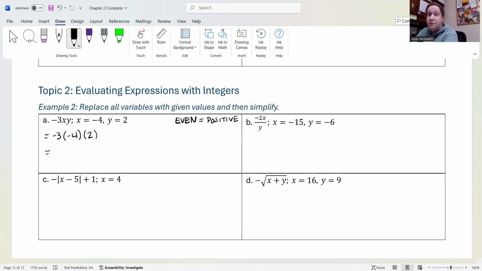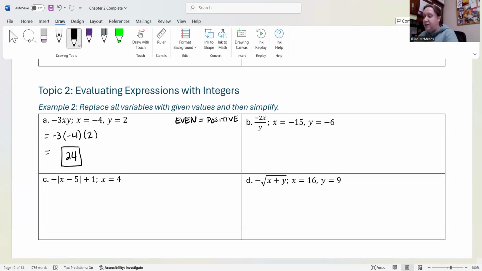This is going to be positive something. But what is that something? We just multiply these values. So 3 times 4 is 12, and then 12 times 2 is 24, and we already know this is positive. So our final answer is positive 24.